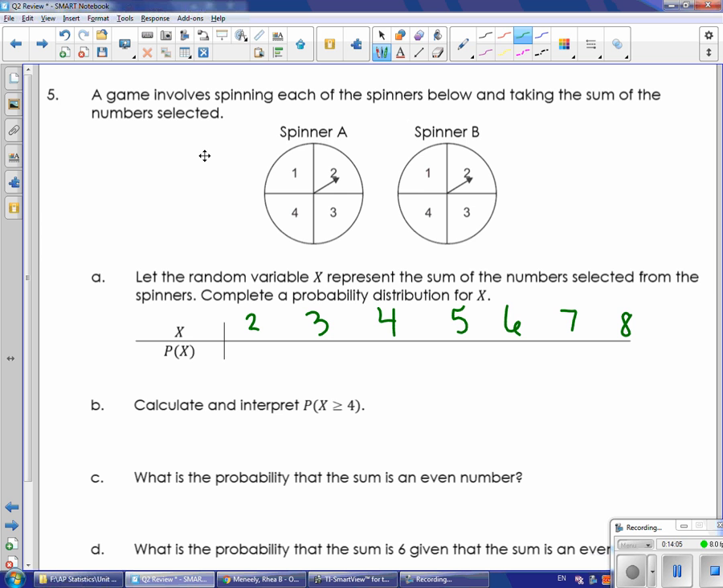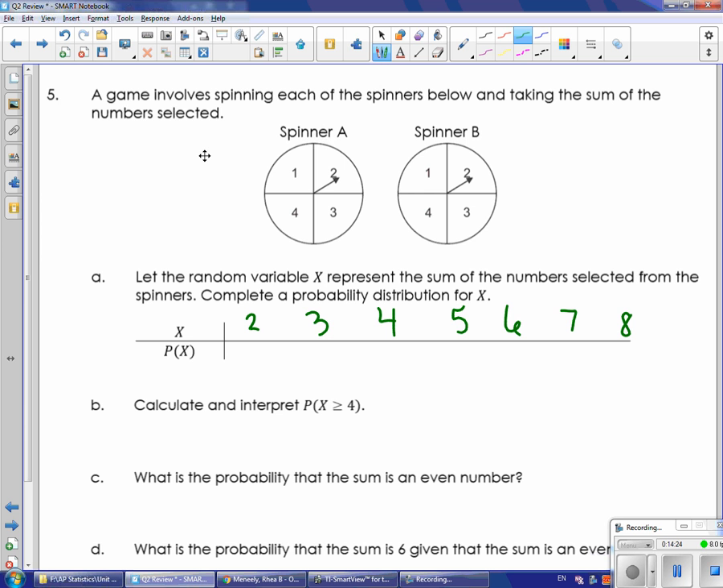All right, so I now need to figure out the probability of getting each of these values. Well, if I think about it, there's only one way that I can get a sum of 2. But there are multiple ways I can have a sum of 4, right? I could get a 2 and a 2, a 1 and a 3, a 3 and a 1. All of those would add up to give me 4.